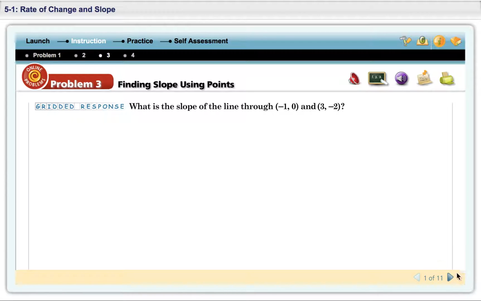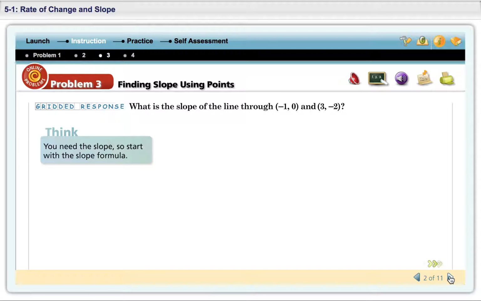In this problem, we're going to find the slope using just 2 points. This is, again, where I was talking about how we could use some calculations to figure it out, not needing the graph or the chart or the table. You need the slope, so start with the slope formula.